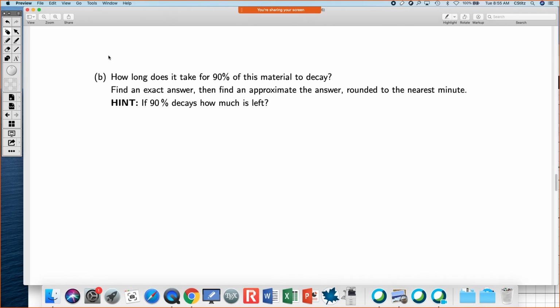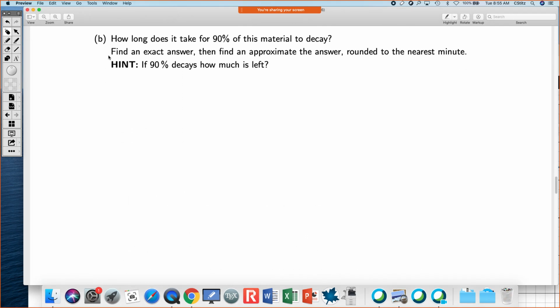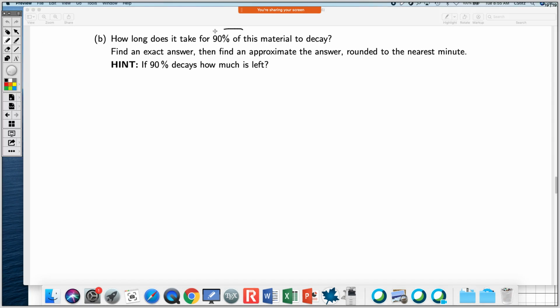And then let's look at part B. How long does it take for 90% of this material to decay? Okay, so how long does it take? So 90% to decay means we're going to start off with some amount, A naught, and 90% decays.